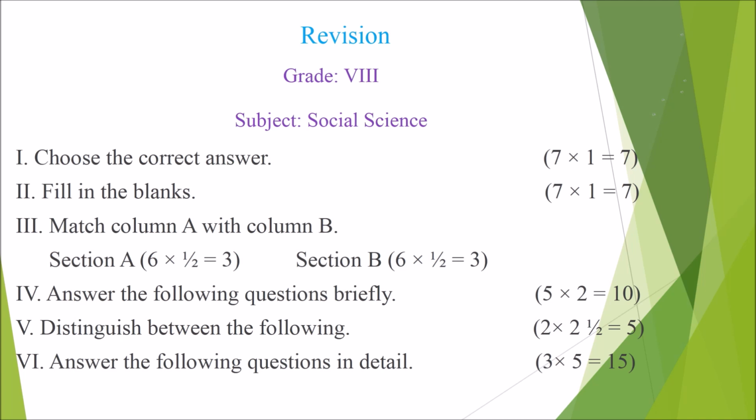Roman letter 5, distinguish between the following. Here you will get 2 questions. In that, each question carries 2.5 marks. So totally 5 marks for distinguish between the following.